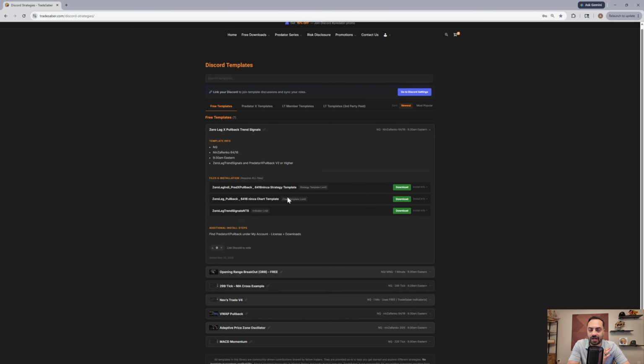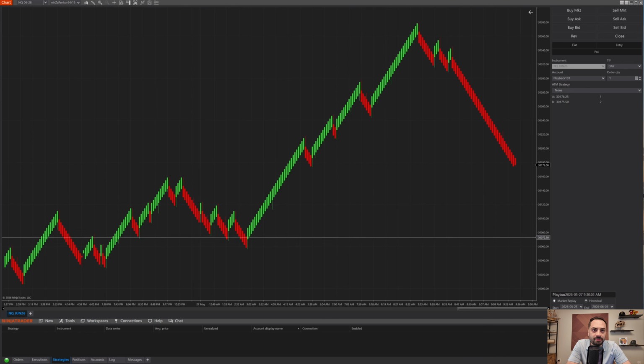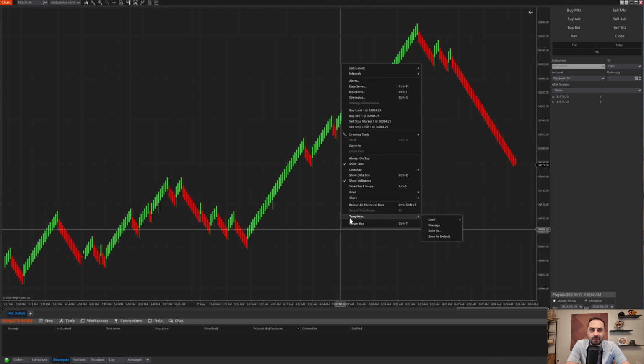But assuming you have all the templates imported into your NinjaTrader, let's just go back to our chart. And here I just have market replay, and we're going to load the templates. So right click on the chart, templates, load, and you should see this 0 lag pullback after you have all of your indicators loaded.